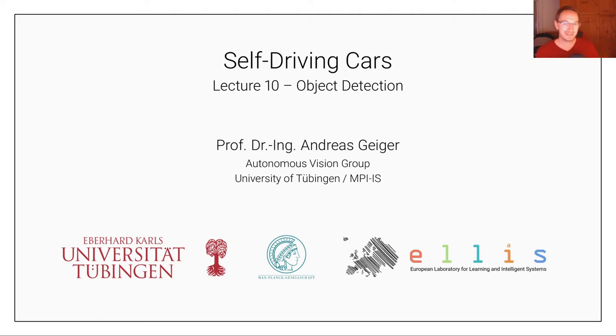Hello and welcome back to Self-Driving Cars, lecture number 10 on object detection. Last time we've seen how we can reconstruct the 3D structure of the scene and estimate motion generically, independent of what objects are present in the scene. Now in this lecture we are going to focus on object detection, which is about locating objects in 2D or 3D and recognizing the object category.